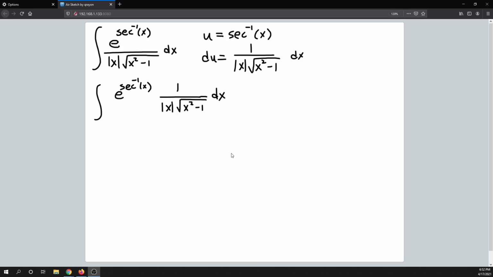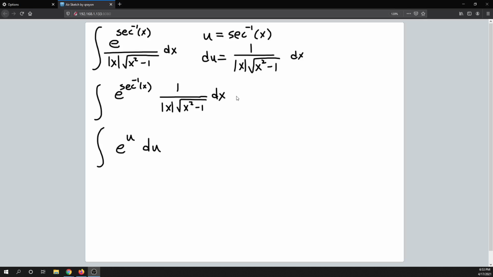Okay, now that we've pulled it apart like that, we make our substitutions. We can see that secant inverse of x is equal to u. And this 1 over the absolute value of x times the square root of x squared minus 1 times dx is exactly what we have here. All of that stuff is exactly equal to du.